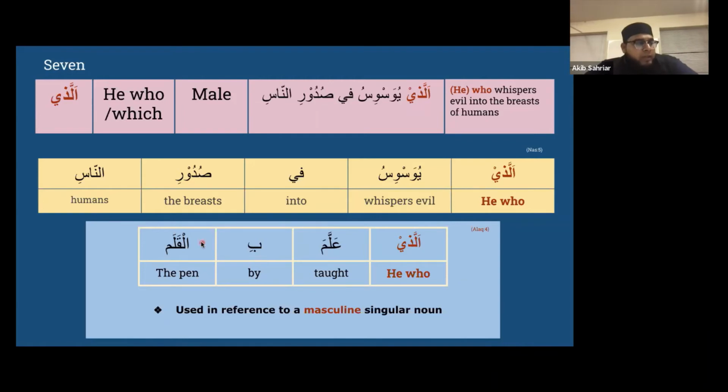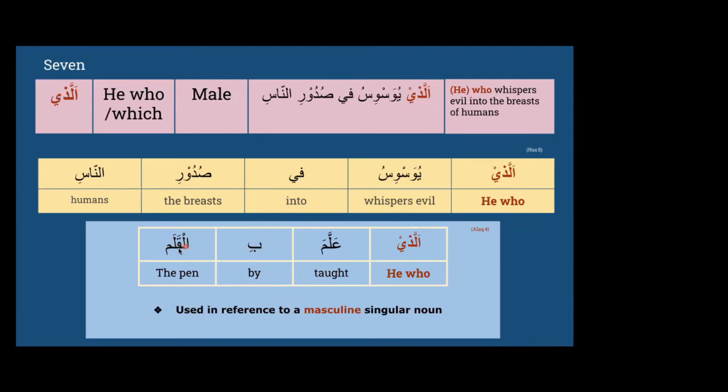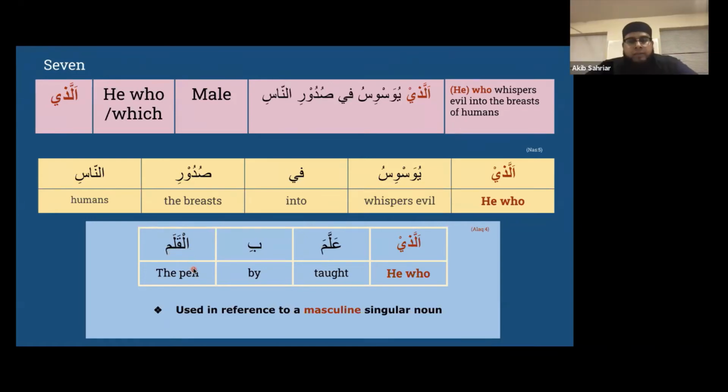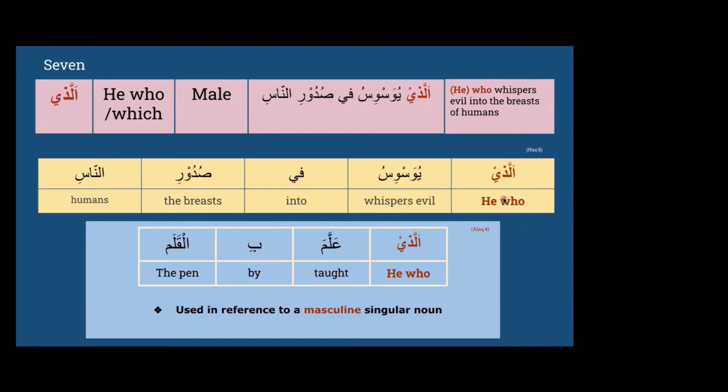For example, look at the last example I gave, alladhi allama bil qalam. Here bil qalam is actually bi al qalam. Qalam is the noun, and al qalam means "the pen". Same with al kitab, the book. So al, when it's attached to a noun, means "the". But this al is not the same as the alif lam mim in alladhi; that one is for nouns. Does that make sense?